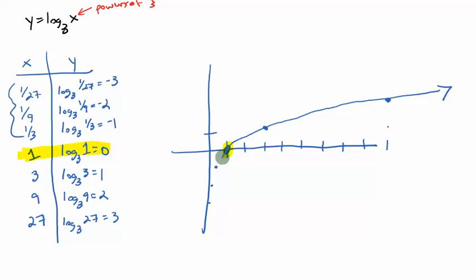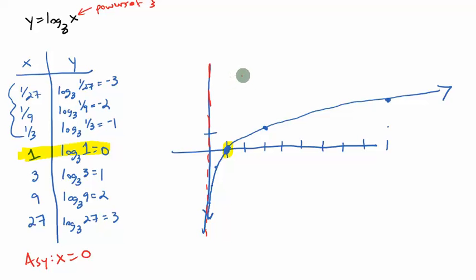So again, my graph is getting infinitely close to my y-axis, so I need to draw in this dashed line because that's the line I'm getting infinitely close to, and that's my asymptote, x equals 0.